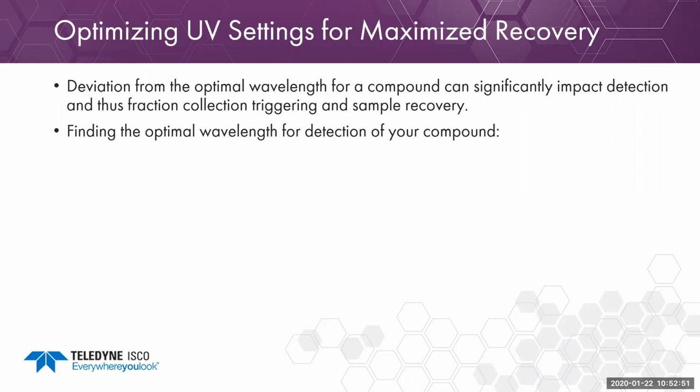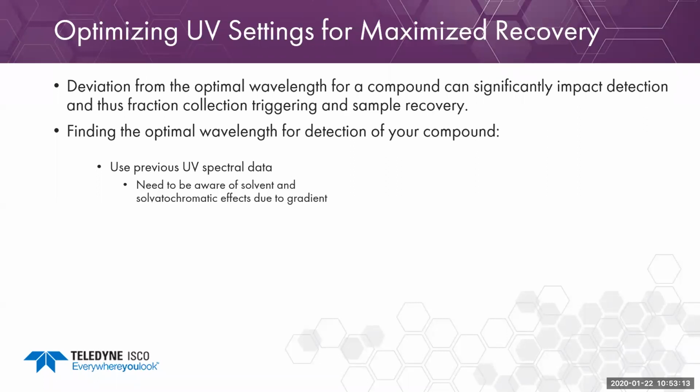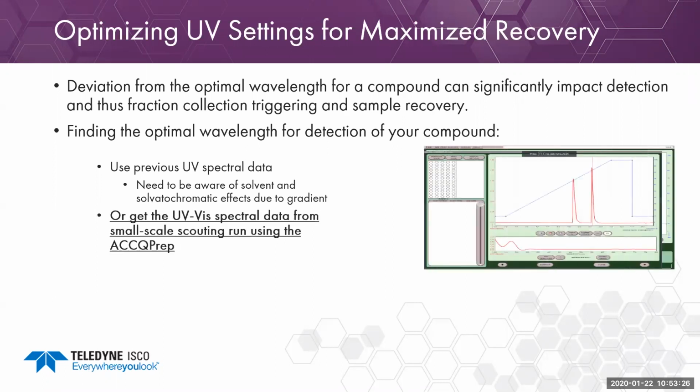As we deviate from the optimal wavelength for a compound, we can significantly impact the detection and the fraction triggering and sample recovery. And so finding the optimal wavelength of your compound is really important for your separation if you're using UV. One way to do this is to use previous UV spectral data on your compound. However, you need to be aware of solvent and solvatochromic effects due to the gradient composition. So if you're running at like 10% versus 70%, then you start to see some solvatochromic shifts because of that.